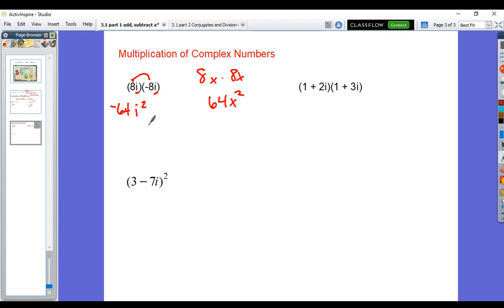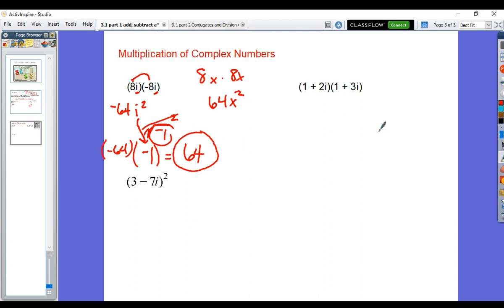But unlike an x squared, an i squared does have a value. i squared is like saying you're taking radical -1 and you're squaring it. And like we talked before, anytime you have a square root being squared, they cancel each other out, leaving you just what's inside, a -1. So we have -64 times a -1. That i squared becomes a -1. You multiply them together, you get positive 64.